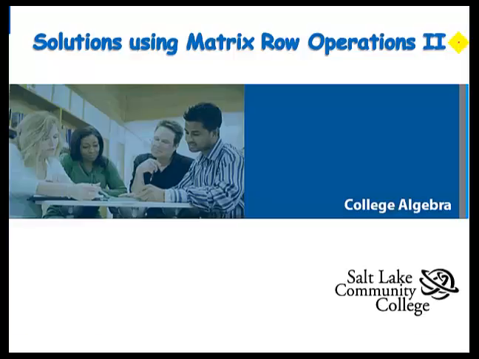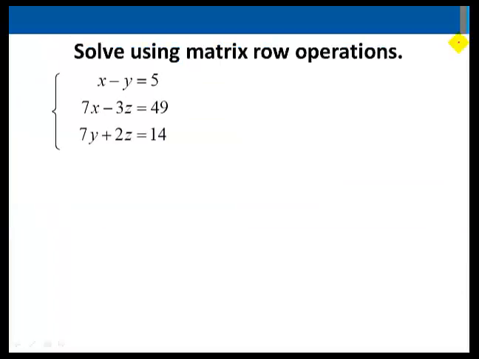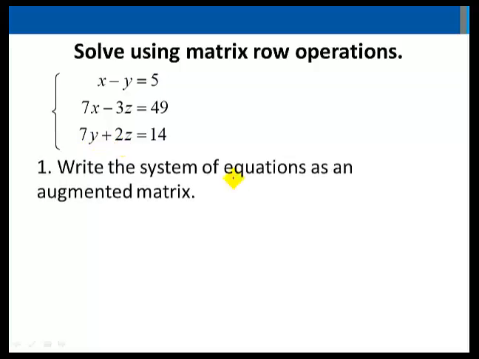In this lesson, we will find solutions of a system of 3 equations and 3 unknowns using matrix row operations. The system of equations is x minus y equals 5, 7x minus 3z equals 49, 7y plus 2z equals 14. And we'll start by writing the system of equations as an augmented matrix.